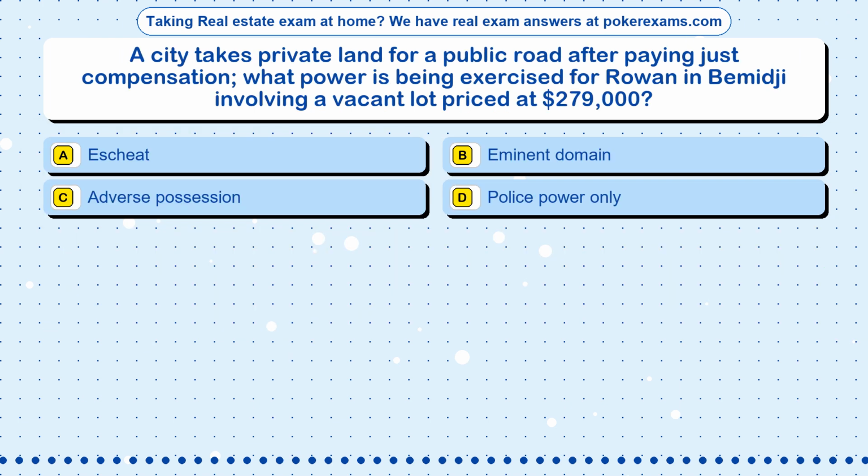Question 6. A city takes private land for a public road after paying just compensation. What power is being exercised for Rowan and Bemidji involving a vacant lot priced at $279,000? Option A, escheat. Option B, eminent domain. Option C, adverse possession. Option D, police power only.